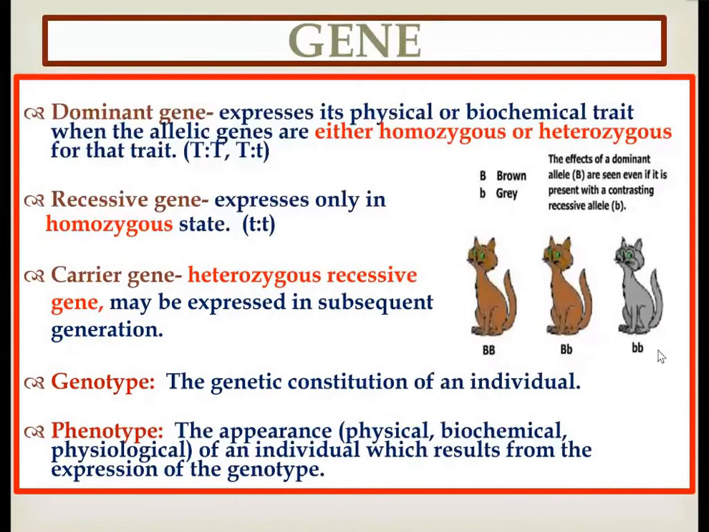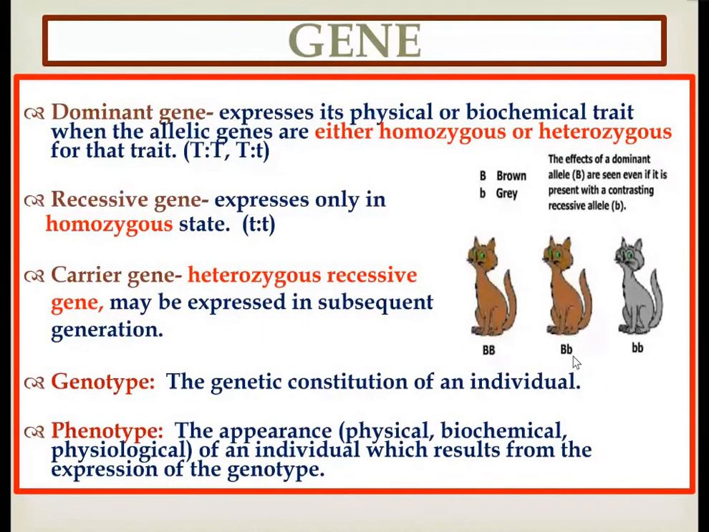Now, what about the small b in the heterozygous state? In the case of the heterozygous, the small b will act as a carrier. So this is known as the carrier gene. This is the heterozygous recessive gene that is not going to express in the first generation, but it may express in a succeeding generation because it acts as a carrier gene. That is known as the carrier gene. Understood? Now, what is the carrier gene?